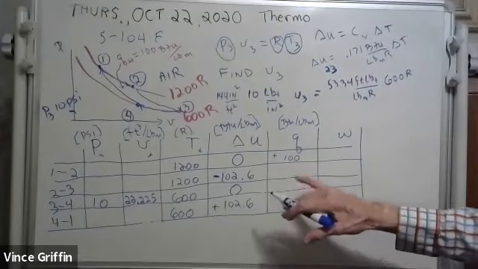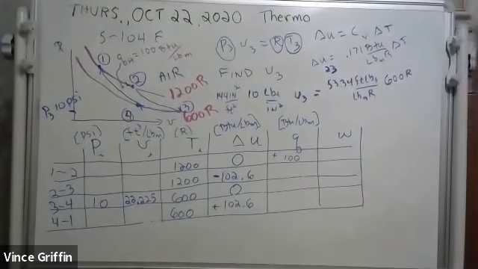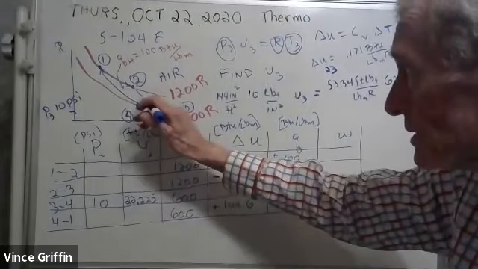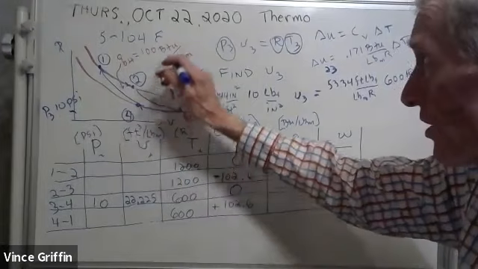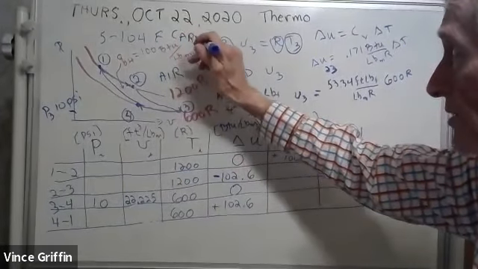Well, we're doing great here. Now, there's two of these little Q's that are zeros. Now, those are the adiabats. Do you remember Carnot? This is a Carnot cycle.